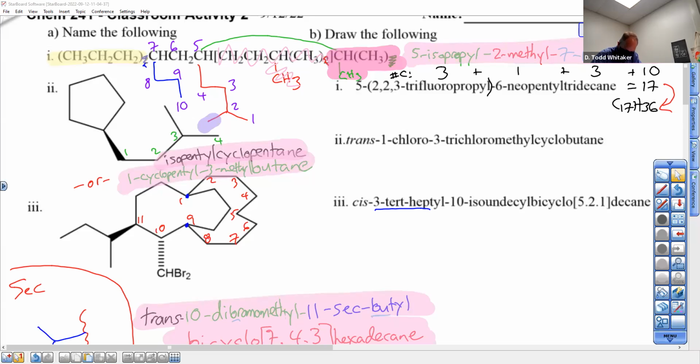Nomenclature continued, everybody. We fixed 2 typos in this next question. There was an extraneous number 1 and a dash here that I got rid of. 5-(2,2,3-trifluoropropyl). I finished the parenthesis. That was my second typo. So we're going with this name now. And we got a new group at the end there too, neopentyl.